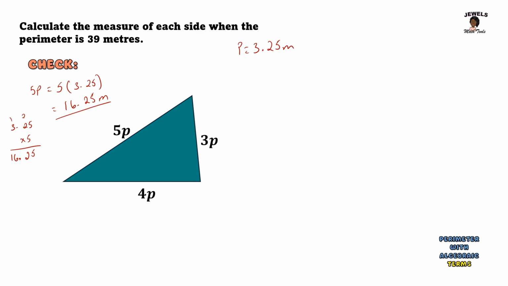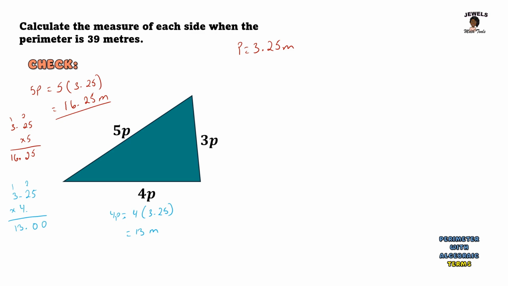Now let's check my next side, which is 4p. So we know that 4p equals 4 times 3.25. And we're going to do our multiplication right here as well. So 3.25 times 4. 4 times 5 is 20. Put my 0, carry the 2. 4 times 2 is 8. Plus 2 is equal to 10. Carry my 1. 4 times 3 is 12. Plus 1 is equal to 13. So this side is equal to 13 meters.